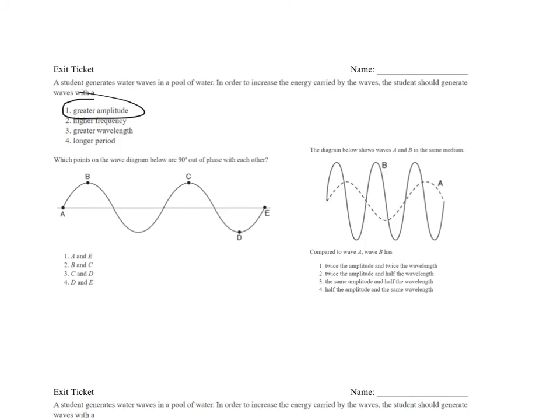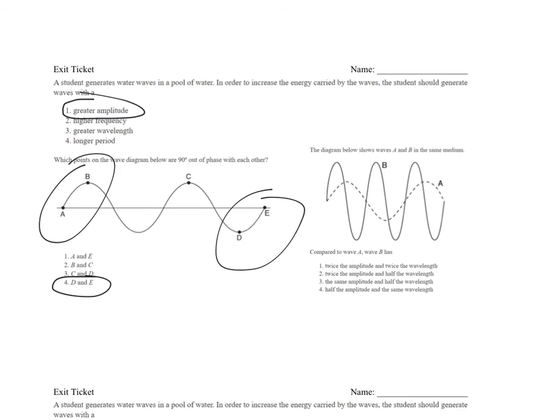Which points on the wave diagram below are 90 degrees out of phase? So we could choose A and B, or we could choose D and E. Well, notice only D and E is a choice, because those are the two that are a quarter wave cycle away. A and B is not a choice, but if it were there, it could be an answer as well.